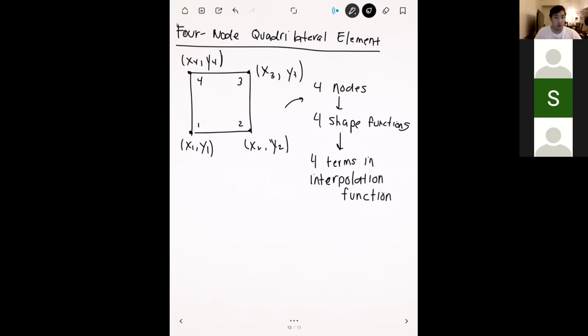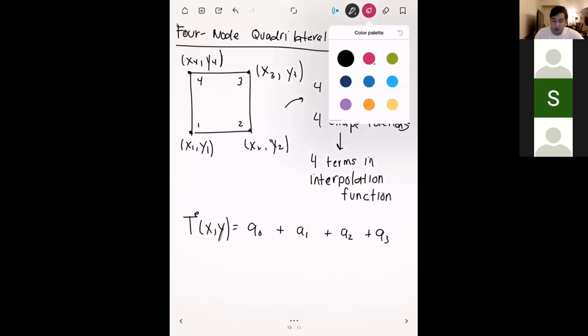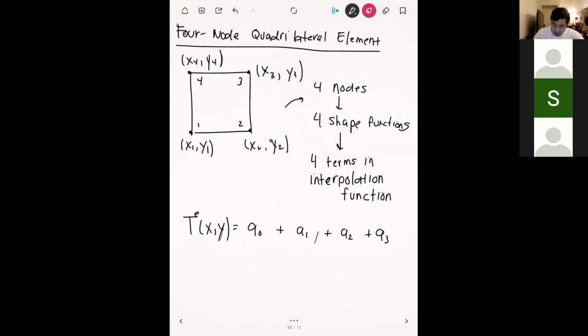Let's write out the interpolation function here. Our interpolation function is still going to be t as a function of x and y. Here I have our four constants. Just like before, I'm going to make the first constant a linear term in x, and the second constant, a2, a linear term in y, in addition to our constant term, a0.